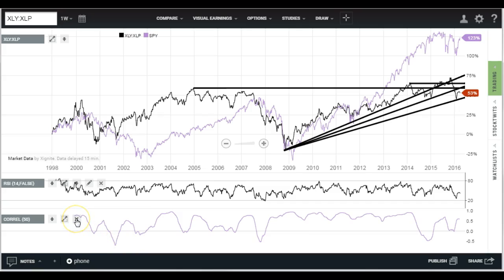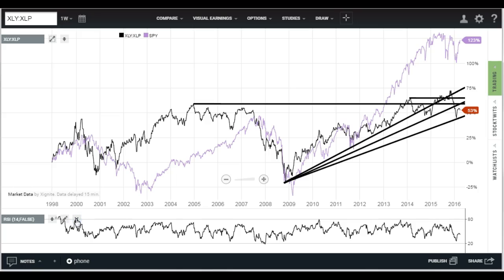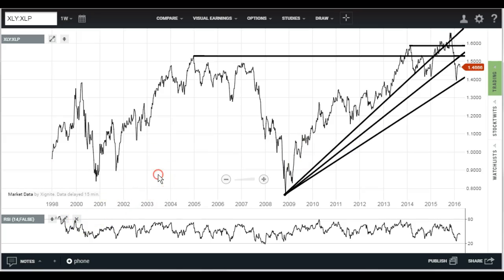All right, let's just get rid of that for now. I just want to show that there's merit in using it, but it's certainly not a reason on its own to buy or sell. What we have here is a set of trend lines in the weekly format.